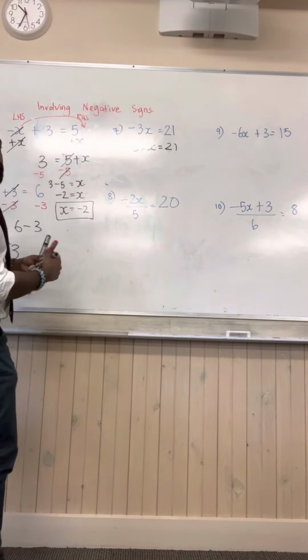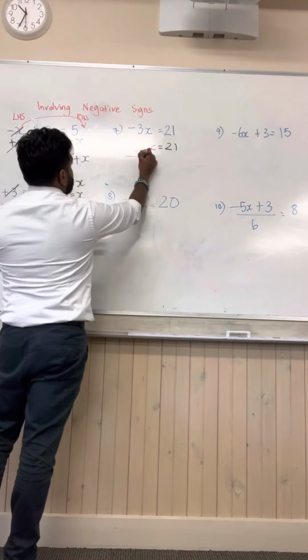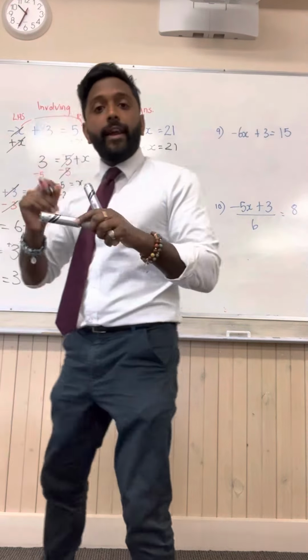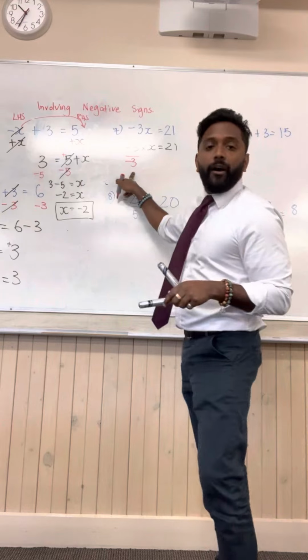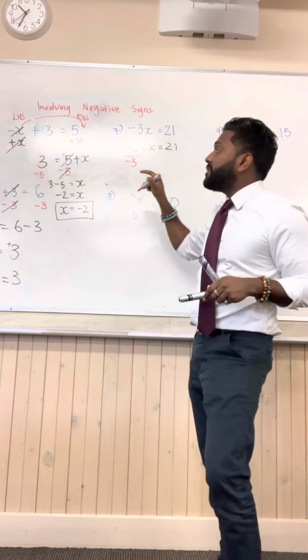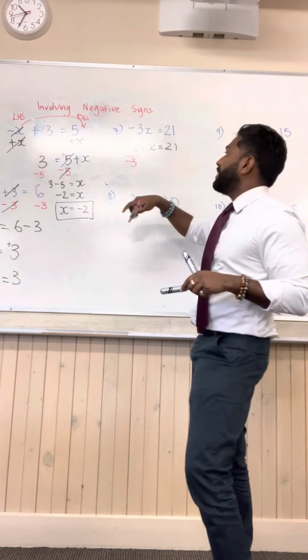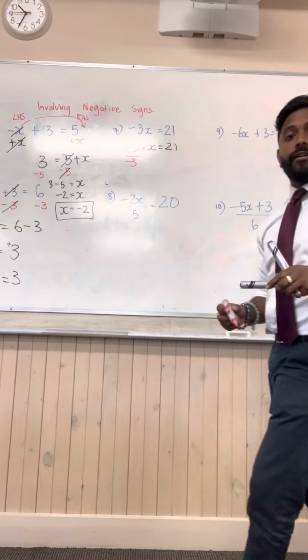How do we get rid of it? You've got to do the opposite. You've got to divide this side by negative 3, and what people forget the most is they just simply divide it by 3. That's not actually the case. You have to divide it by what it is. There's a negative sign attached to it. So you've got to divide it by negative 3.